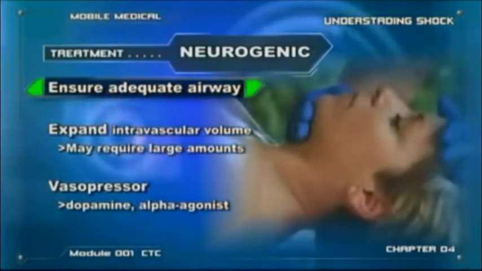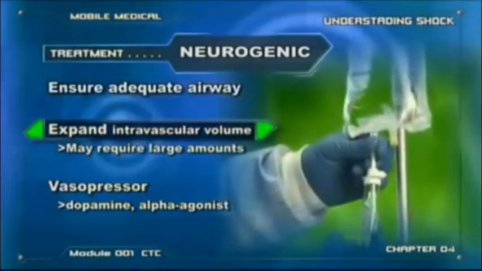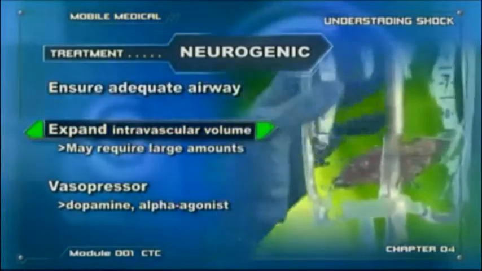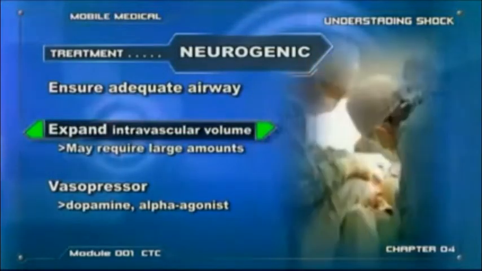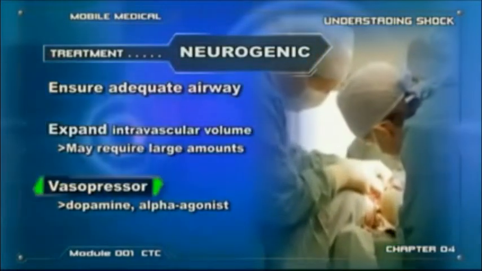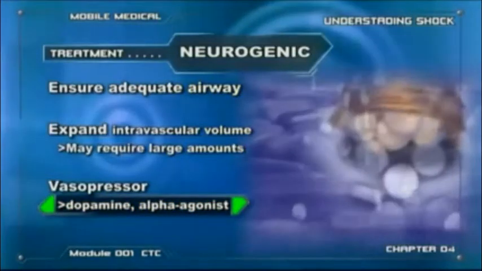After addressing the patient's airway and ventilation, these patients need aggressive resuscitation. Large amounts of crystalloid may be needed to fully compensate for the increased capacitance. Despite aggressive fluid administration, many of these patients will need vasopressor support. Dopamine and/or alpha agonists such as phenylephrine may be used.